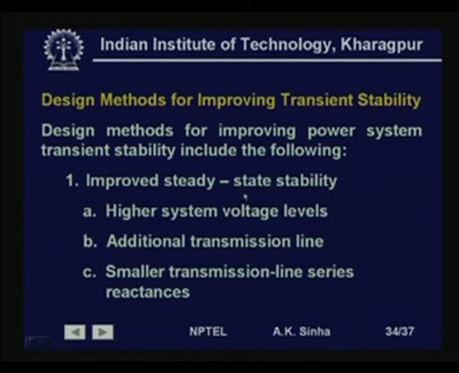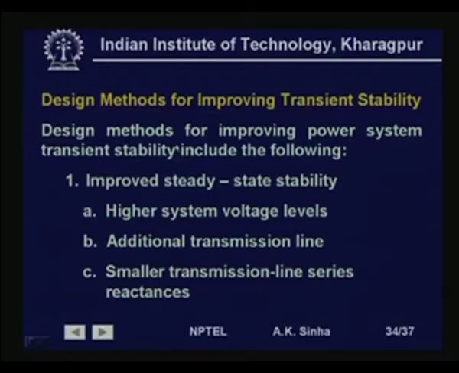So, with this we have seen how we can do the transient stability analysis of a single machine connected to infinite bus system using equal area criterion. We have also seen how we can do a numerical integration of the swing equation and how we can apply it for a multi machine system. Now, we will see how we can use this transient stability analysis for improving the system operation.